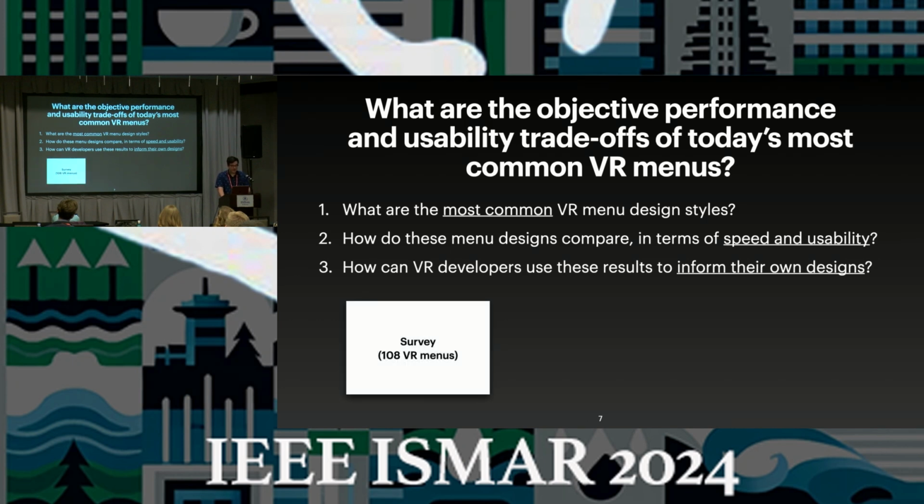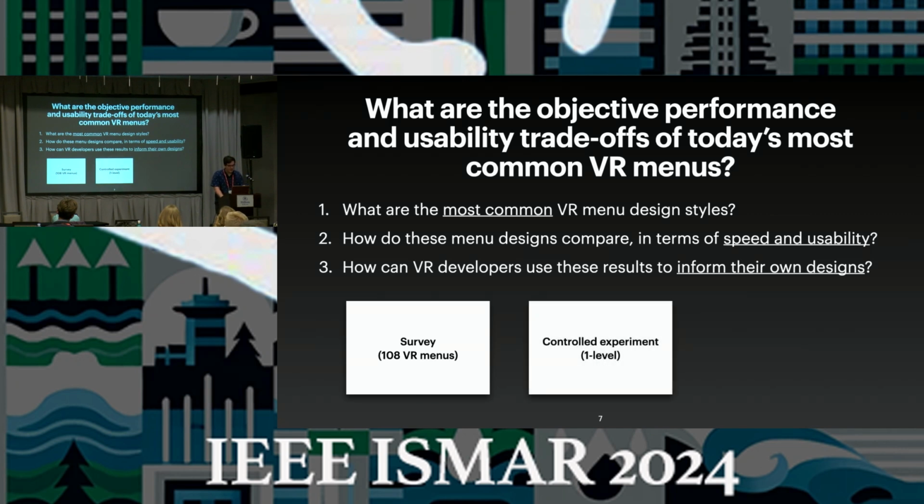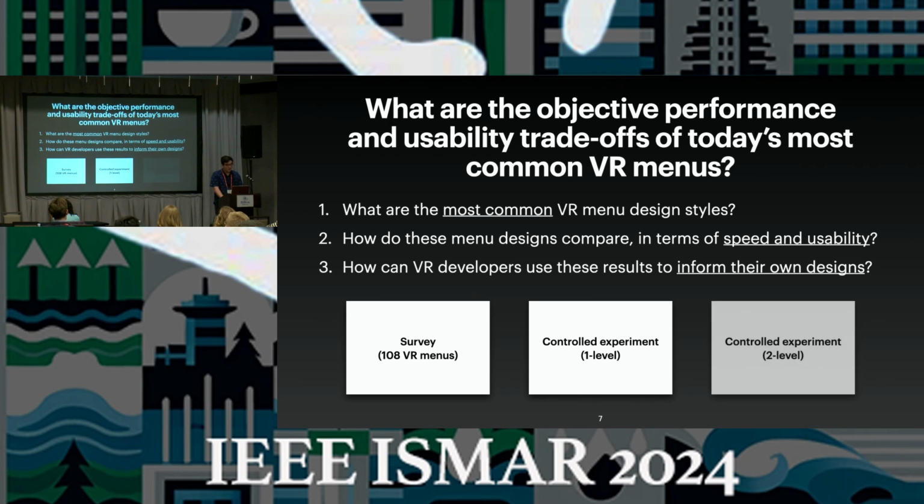So to answer these 3, we did 3 separate investigations. First, we did a survey of 108 VR menus to look at common design characteristics. Next, we compared the most common VR menu designs at 1 level of hierarchy, looking for objective and subjective differences in speed and usability. Finally, we did the same experiment with the task modified so that each selection had to be done along 2 levels of menu hierarchy.